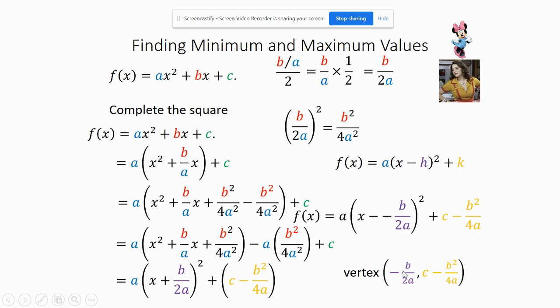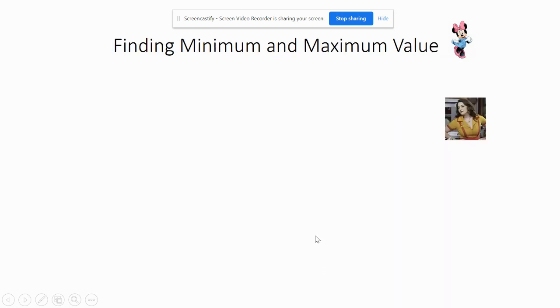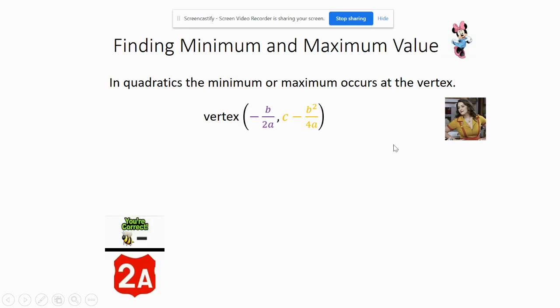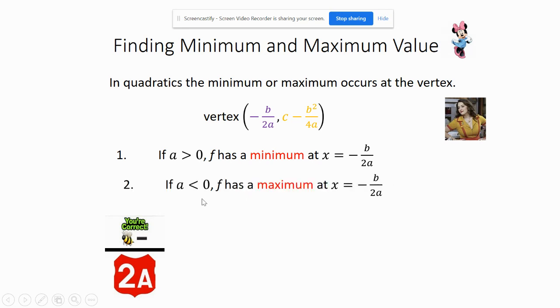This is why what I'm about to show you is true. Here's how I use this information. In quadratics, the minimum and maximum occur like this. First off, if a is positive, you have a minimum, and if a is negative, you have a maximum. And the axis of symmetry will be this negative b over 2a, because that's where the vertex is. Your x will always be this negative b over 2a.